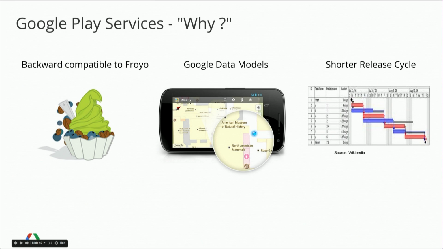So we moved to Google Play services. Why did we do that? Three reasons. One is that it's backward compatible to Froyo, so it gives us hundreds of millions of devices for free. The second reason is that we have a bunch of indoor floor plans, indoor data models. So we have the potential of using these floor plans and data models to enhance the APIs, to add more context, to add more features so that all the indoor features work very well.